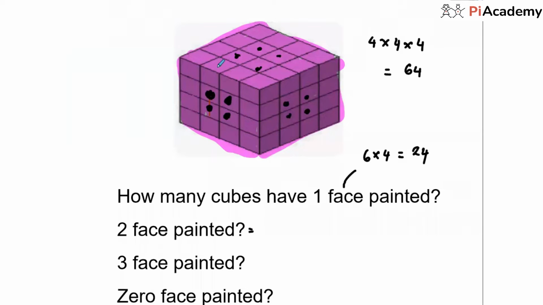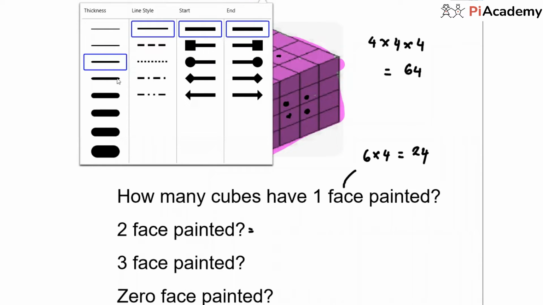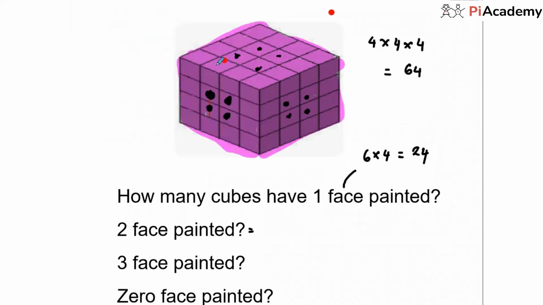Now, 2 faces painted. Look at this cube. Let me change the color. Now this cube, you see, it is painted on 2 faces. This one also has 2 faces painted, and this one, and this one. All of these have 2 faces painted.